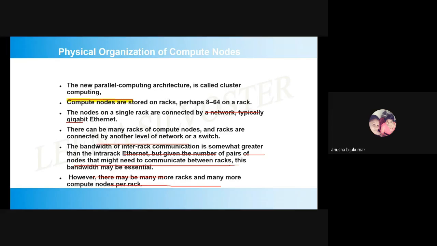So these compute nodes, meaning local disks, are stored on a rack. Usually 8 to 64 compute nodes are stored in a rack and it uses a gigabit Ethernet. There may be many racks of compute nodes and racks may be connected by another level of network or a switch. The bandwidth of inter-rack must be greater than the intra-rack Ethernet.